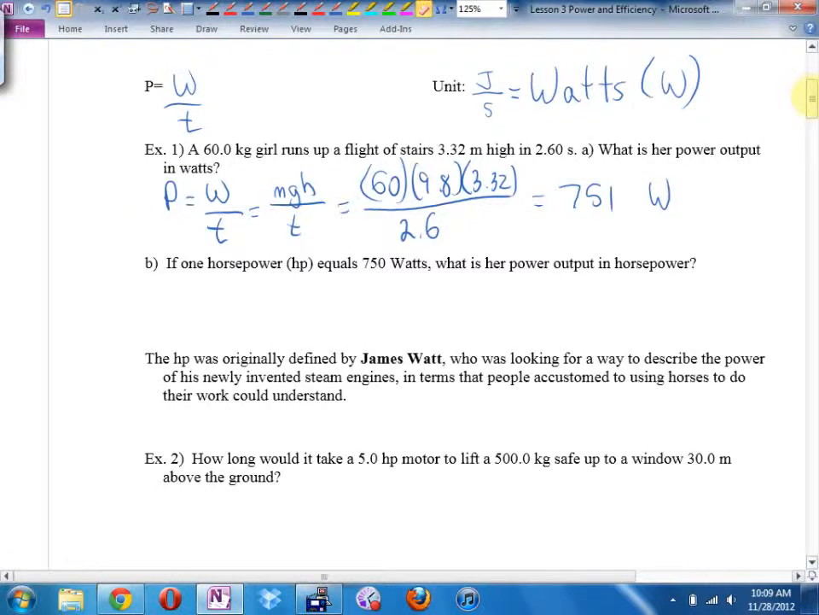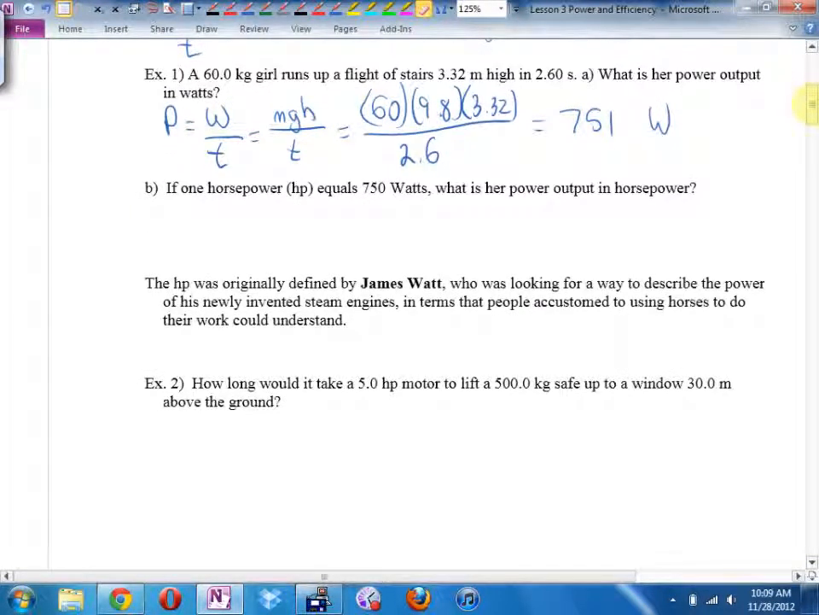Okay. I said James Watt was a great advertiser. First of all, 1 horsepower. We can also measure power in horsepower. We measure motors in horsepower. That's the imperial unit. 1 horsepower is about 750 watts. So this girl's power output is approximately 1 horsepower.